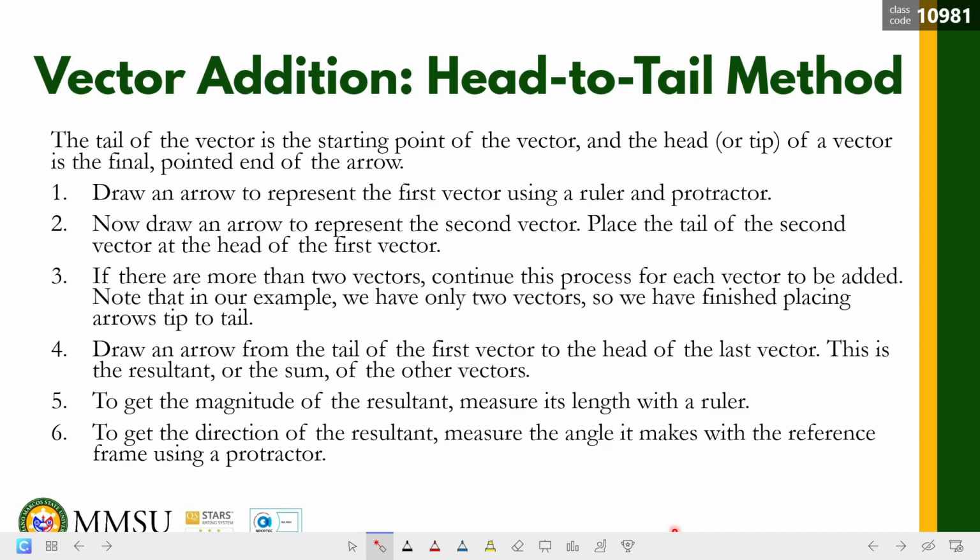So these are the steps. First, we draw the arrow. Draw an arrow to represent the first vector using a ruler and a protractor. We need a ruler to indicate the length of the arrow because the magnitude of the vector should be proportional to the length of our arrow. We need a protractor because the direction with respect to a reference frame should also be considered.